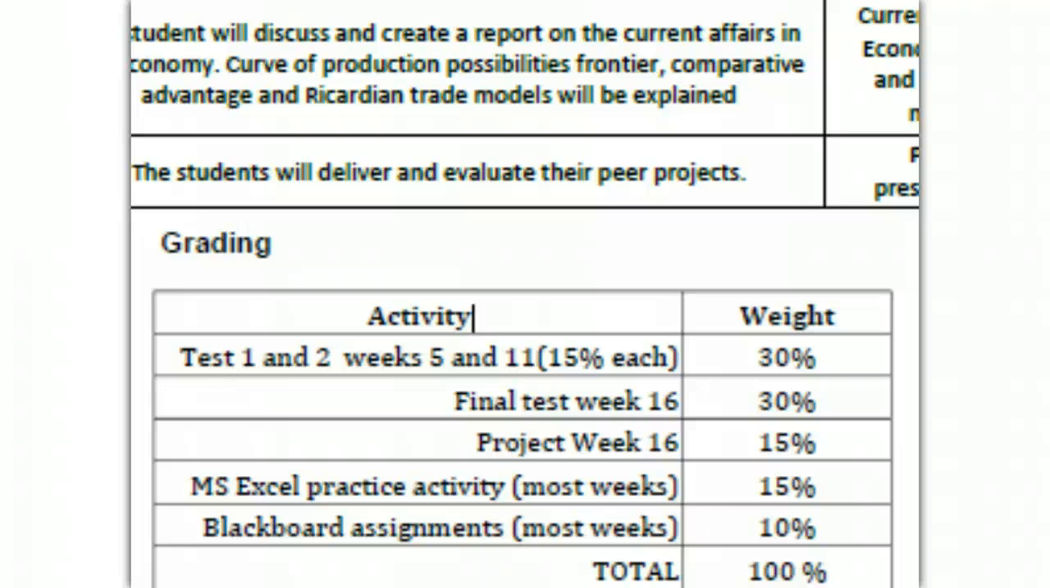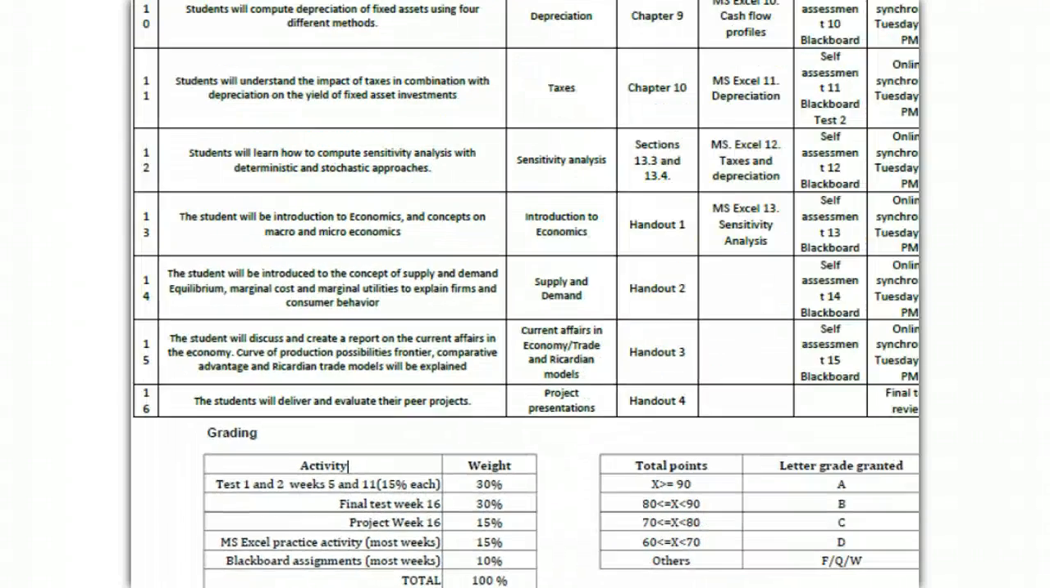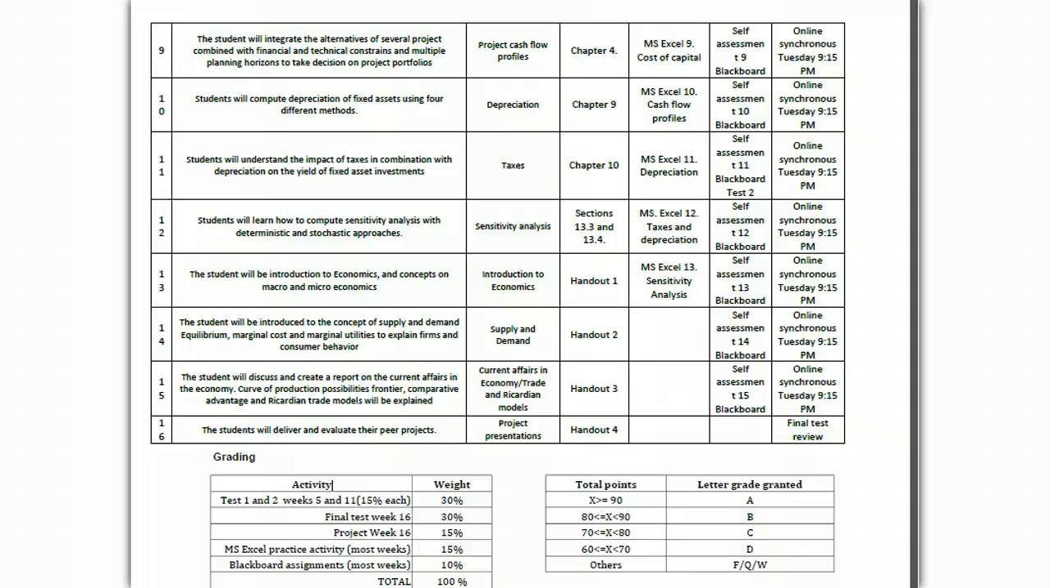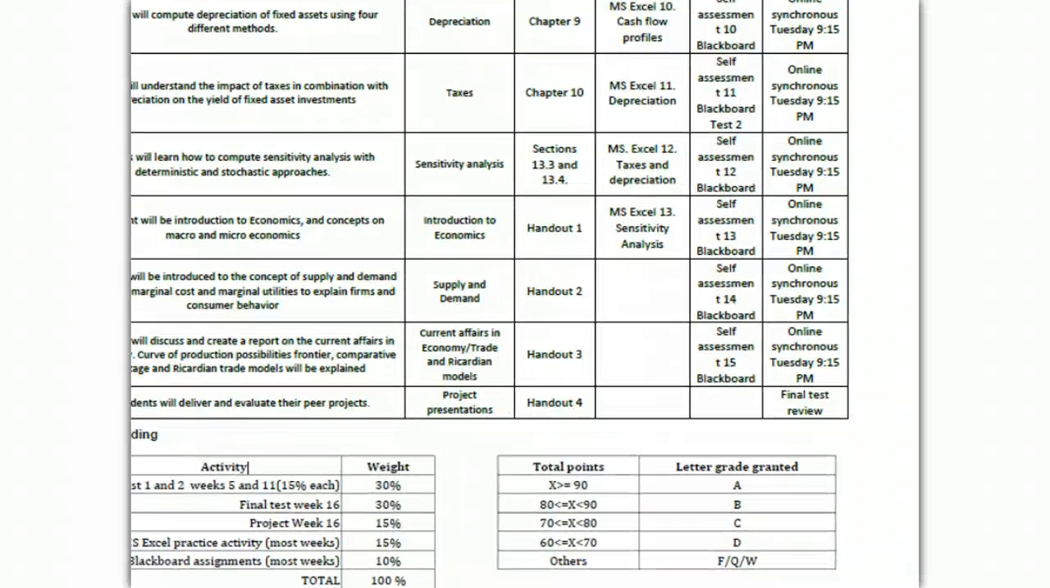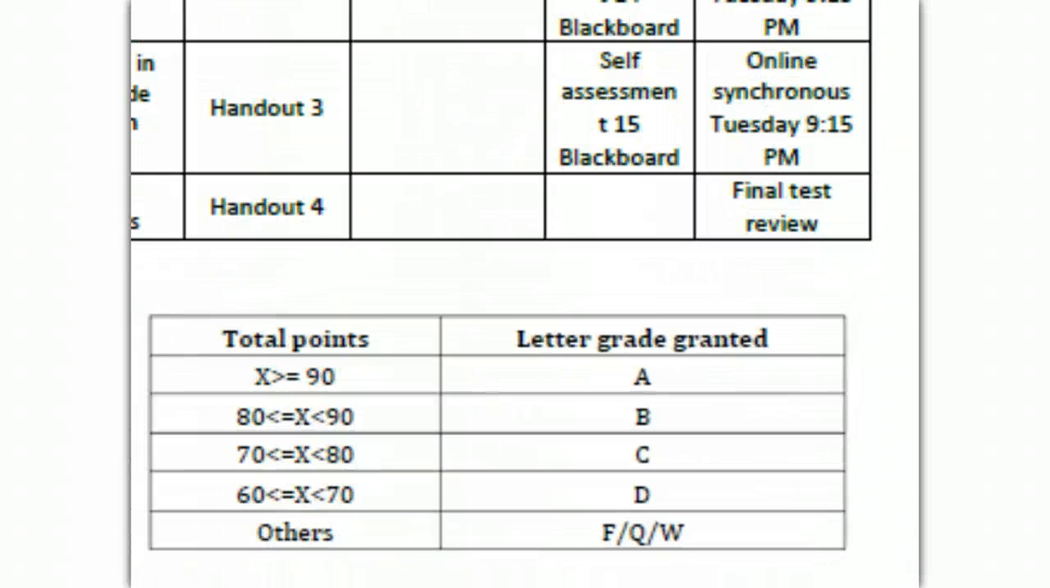Microsoft Excel activities are worth 50% of your grade, and Blackboard assignments mentioned before are 10% of your grade. Grades will be assigned as a function of points, with 100% being the largest possible amount. A letter grade will be assigned: A for 90 or better, B for 80 to 90, C for 70 to 80, D for 60 to 70.